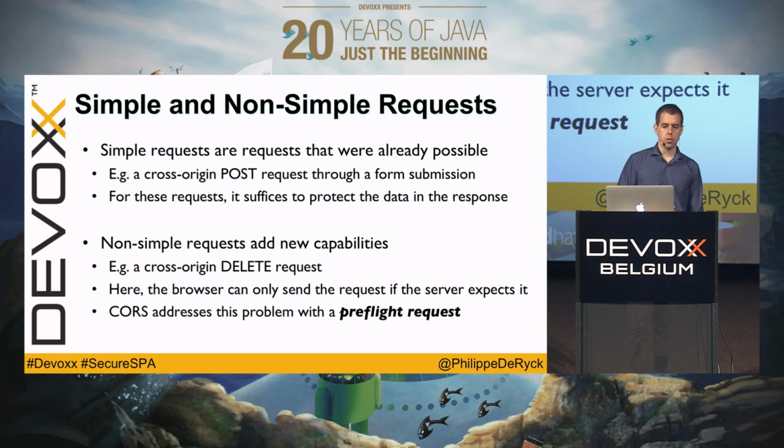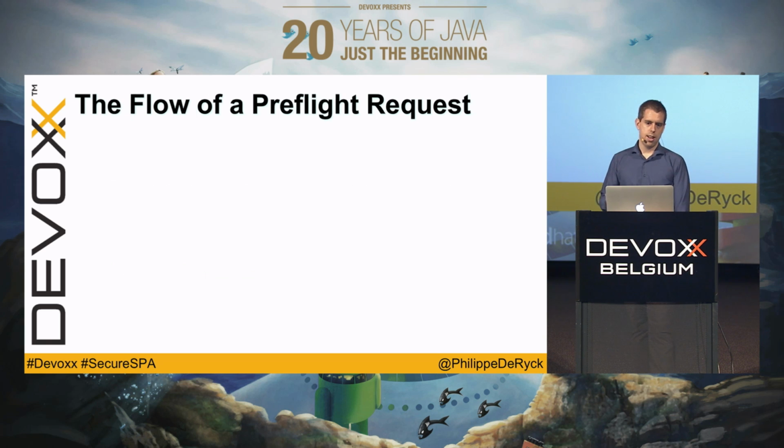For non-simple requests, they add new capabilities. You need to protect this before you execute it, and CORS does this with a preflight request. So essentially, whenever CORS detects a non-simple request leaving the browser, it will stop it, and it will send a preflight first, which essentially checks with the server, are you okay if I send you this? Because this wasn't possible before, I'm going to do it now. Are you okay? And if you're not, I'm not going to do it. And that's essentially what happens in this flow of a preflight request.